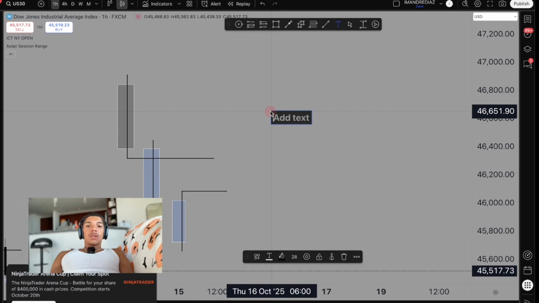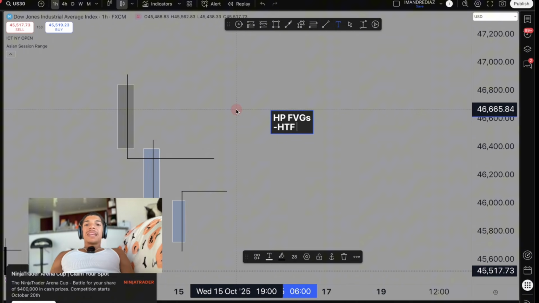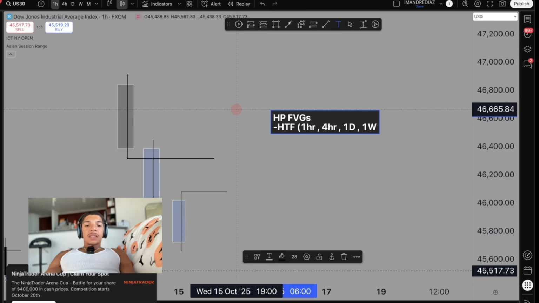Now, when it comes to understanding high probability fair value gaps, this is key. I pay attention to higher time frame fair value gaps, not gaps on anything below the 1 hour. I'm paying attention to the 1 hour. I'm paying attention to the 4 hour. I'm paying attention to the daily, and I'm also here and there paying attention to the weekly.